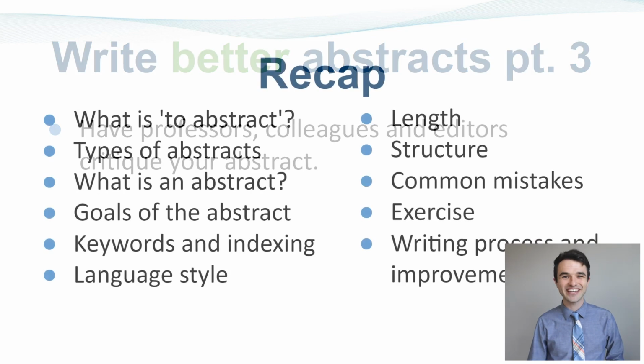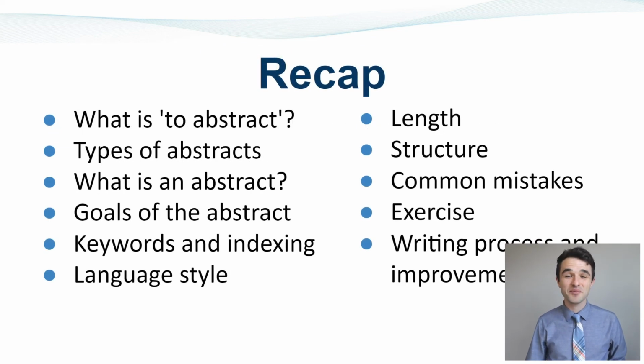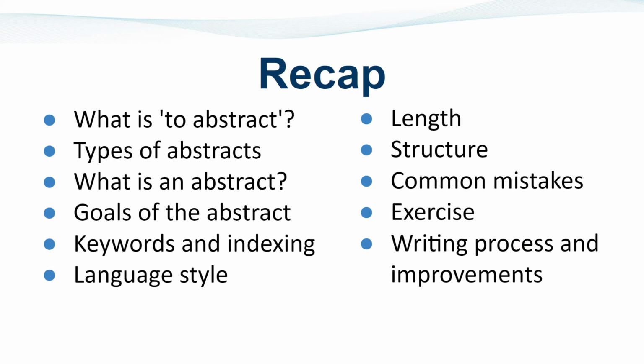All right, we did it. Here's a quick recap of what we covered. What is an abstract? Types of abstracts. Goals of the abstract, keywords and indexing, language, style, length, structure, common mistakes, and then we did an exercise, then talked about the writing process and improvements.